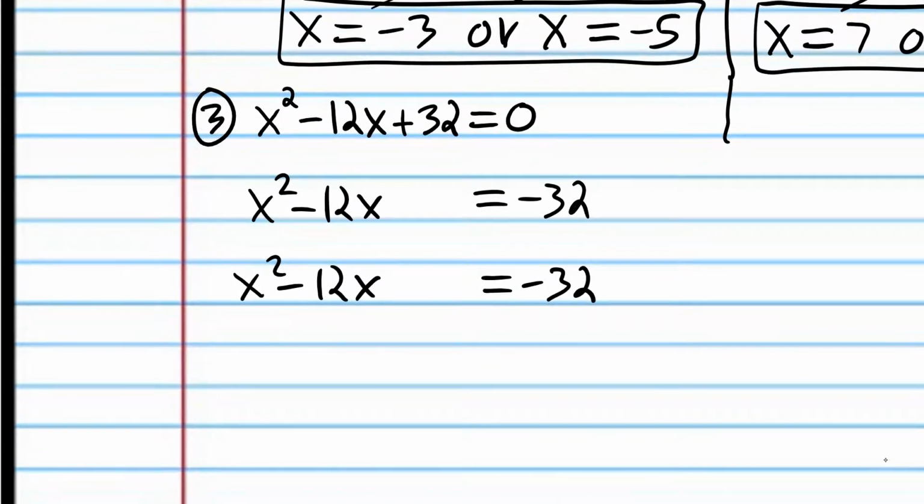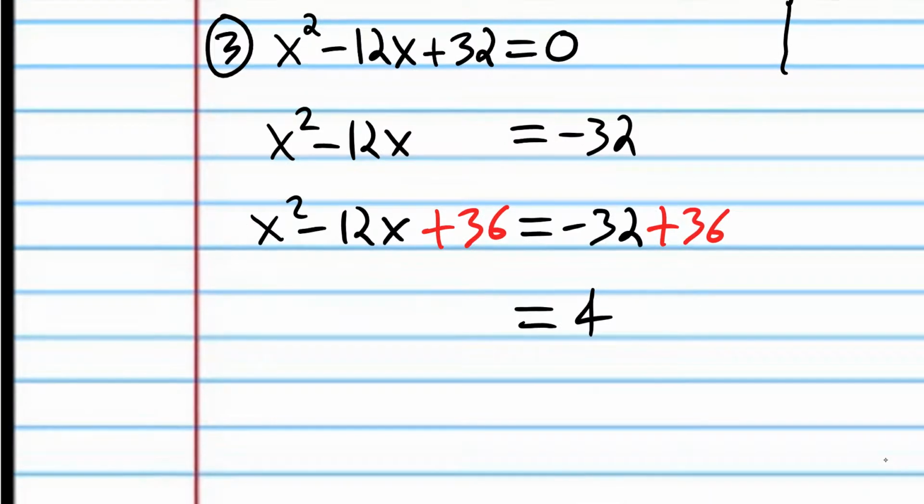If you divide negative 12 by 2, you get negative 6. If you then square it, you get 36. And that is the number that you add to both sides to complete that square. That's why this is called completing the square. Okay, so now negative 32 plus 36 is 4, and this is a perfect square, so I want you to factor that in your head.